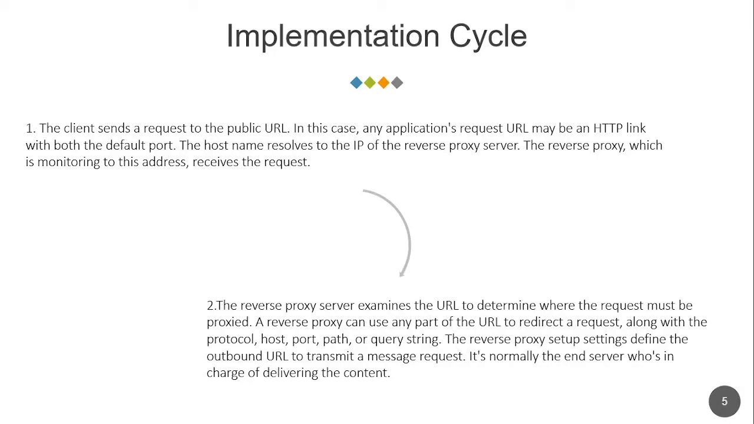The reverse proxy server then examines the URL to determine whether the request must be proxied. A reverse proxy can use any part of the URL to redirect a request, along with the protocol, host, port, path, or query string. The reverse proxy server setting defines the outbound URL to transmit a message request, that is normally the end server in charge of delivering the content.